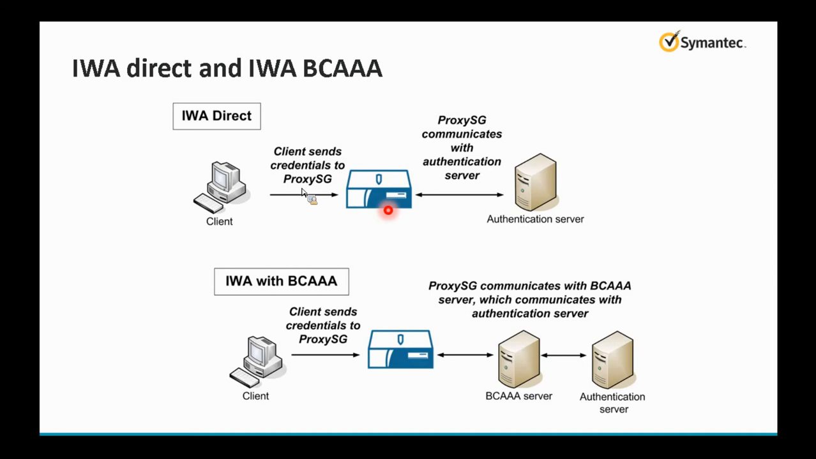We support multiple domains in version 5.4 and above. IWA with BCAAA, if you want to use this, is fine also, but you have to make sure that you have spare servers to install the agent. Newer deployments prefer to use direct because it eliminates the use of additional resources. That is also fine. So it's your choice.